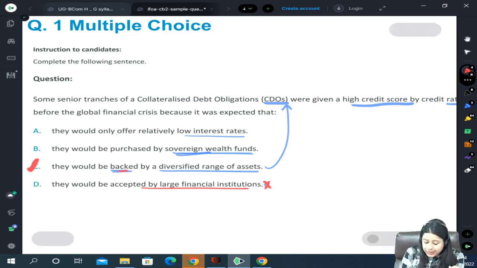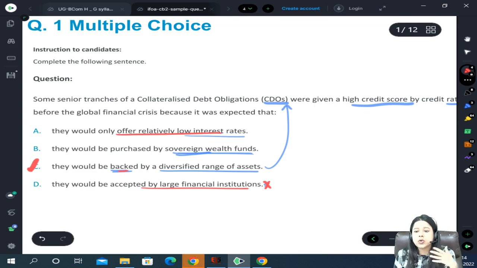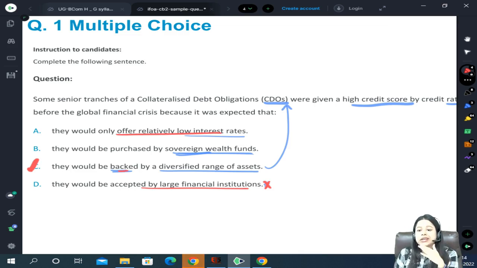Or if it is offering a low interest rate, that does not mean it is highly rated. Generally government bonds and treasury bills offer us low interest rates, right? And they are very highly rated. But it's vice versa. These are highly rated, so the riskiness is very low, and that is why you are getting a low return, because the risk is very low. But this is not the reason that it will be highly rated, right?